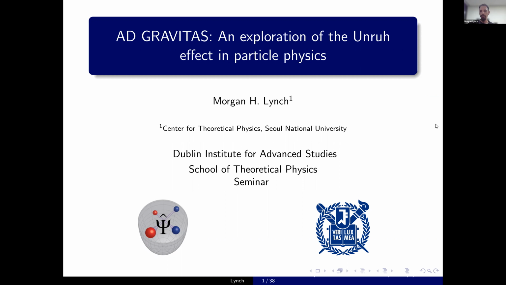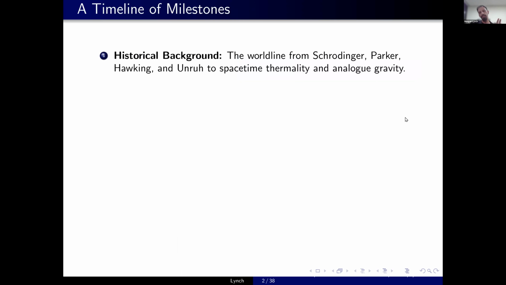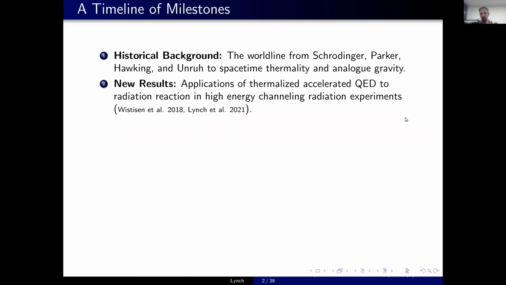To begin, we have our timeline and milestones. We'll go over a little bit of the background. We'll talk about the beginning of quantum field theory and curved spacetime with Schrodinger, and then eventually the Parker, Hawking, and Unruh effects. All these lead to spacetime thermality and attempts to measure these things in analog gravity. Then we'll bring up these new results, specifically this radiation reaction channeling radiation experiment, which was designed to measure radiation reaction, and the analysis we did with that.